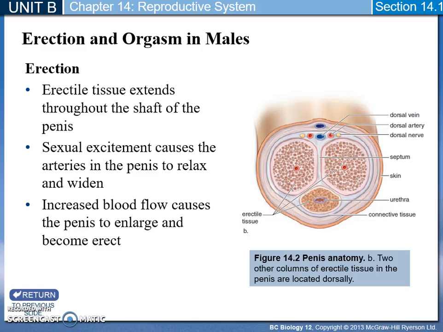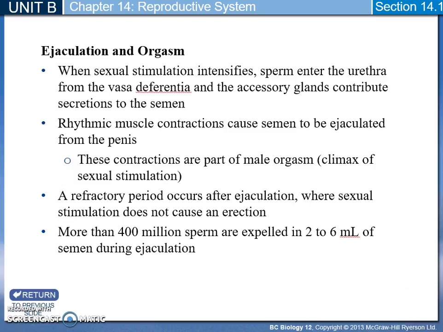As far as the erection goes in the male, the erectile tissue extends throughout the shaft of the penis, and sexual excitement causes the arteries in the penis to relax and widen. So you increase the blood flow to the erectile tissue, and this is under parasympathetic nervous system control. Sexual excitement comes under that particular type of nervous system, the parasympathetic. With the increased blood flow, the penis enlarges and becomes erect.